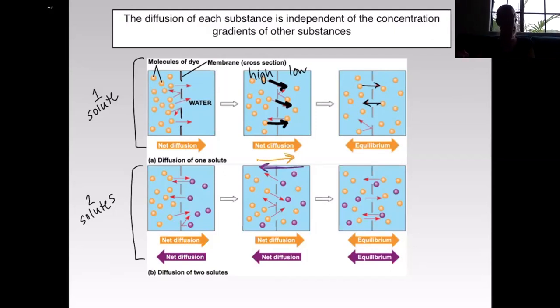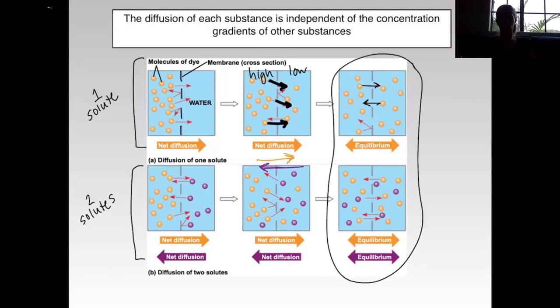So both of them are moving at the same time, but they're moving in opposite directions depending on their independent concentration gradients. All right, and then again, in both of these scenarios, they're going to move until equilibrium is reached, right? And equilibrium basically means the same concentration of solute on both sides of the membrane. And it doesn't mean things stop in motion, it just means there's equal moving now.